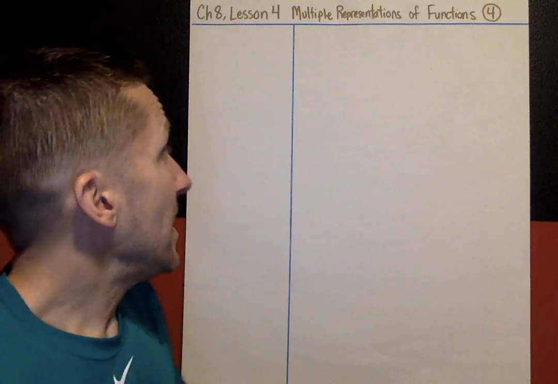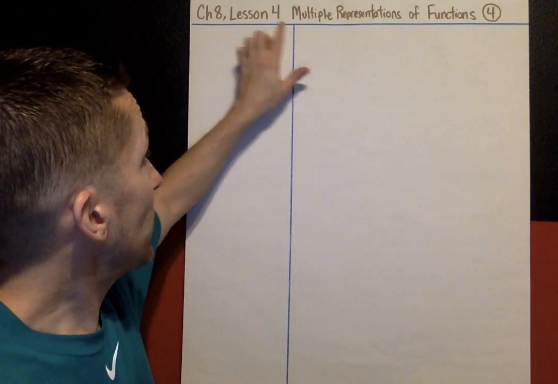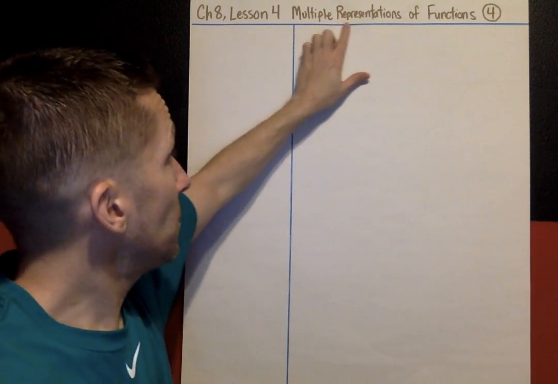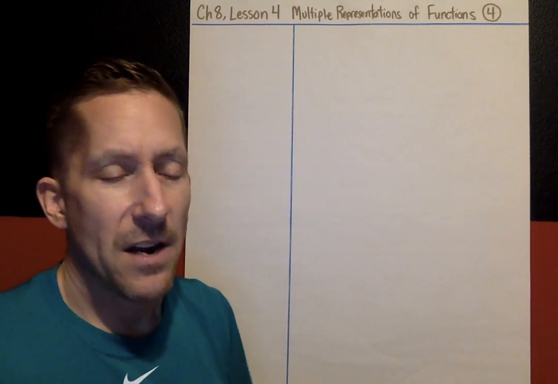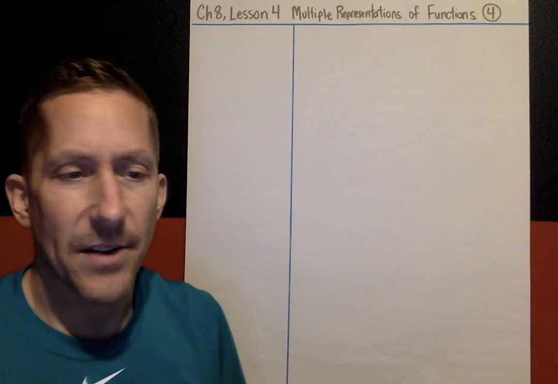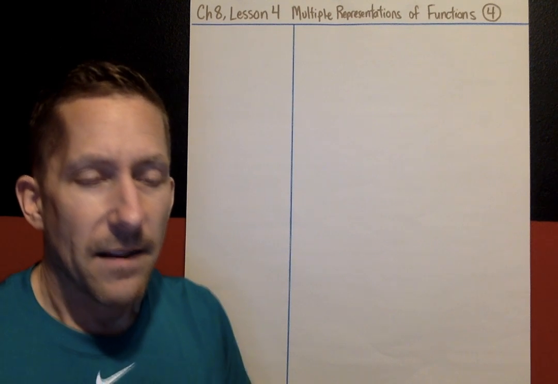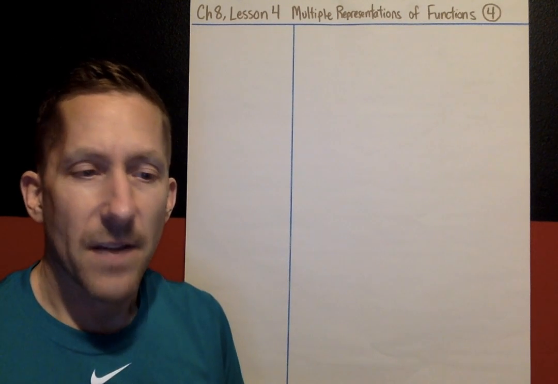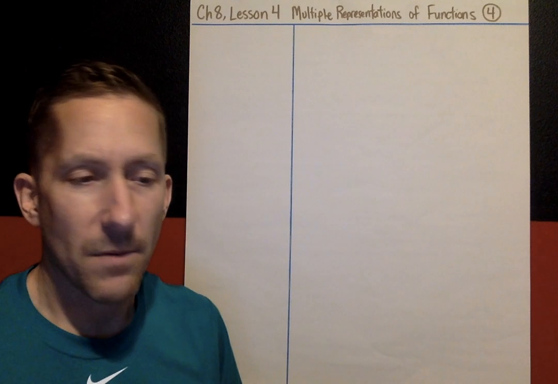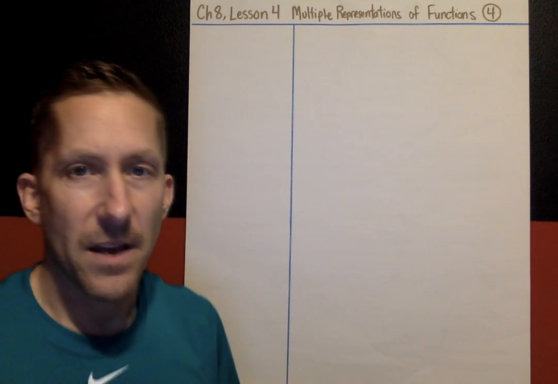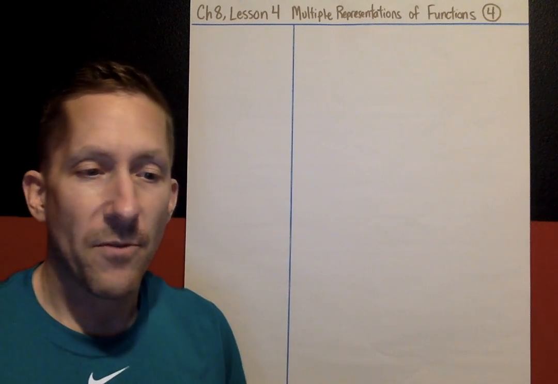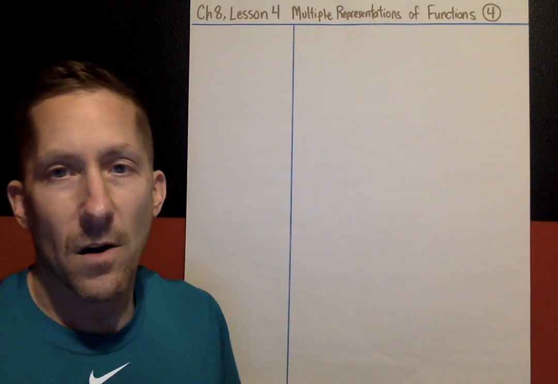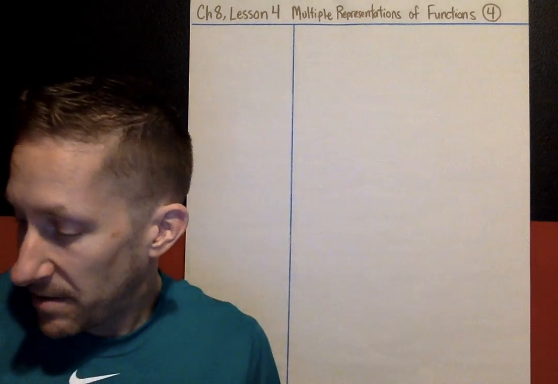All right, today, Chapter 8, Lesson 4 is called Multiple Representations of Functions. This chapter really ties things together. We're going to look at all the ways that you can think of a function. It can be a story, it can be words, it could be in a table, it could be an equation, it could be in a graph. And you should be able to move back and forth between all four of those representations.